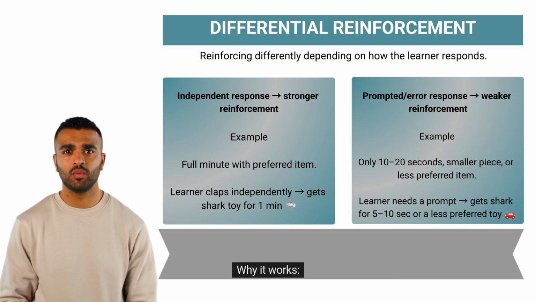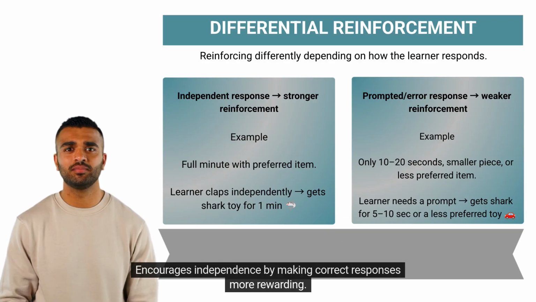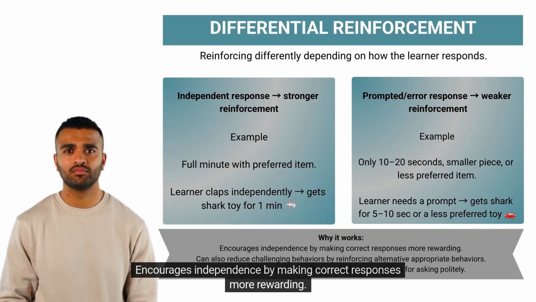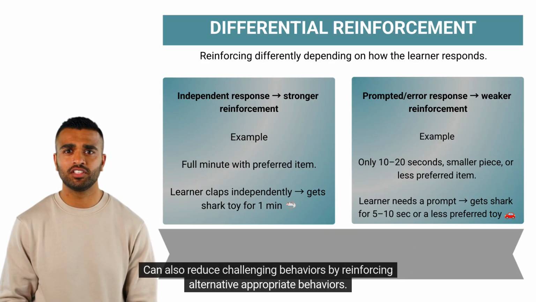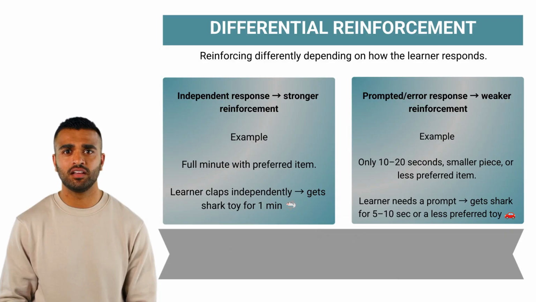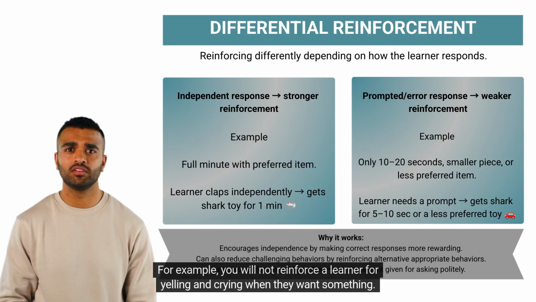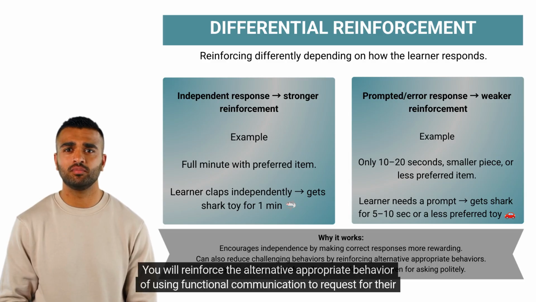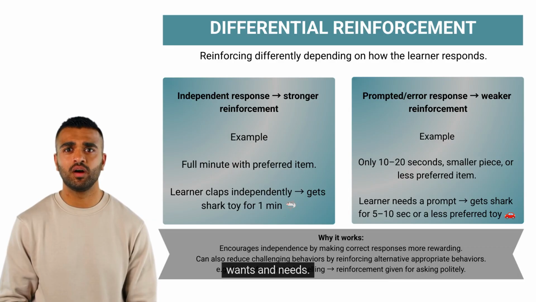Why does it work? It encourages independence by making correct responses more rewarding. It can also reduce challenging behaviors by reinforcing alternative appropriate behaviors. For example, you will not reinforce a learner for yelling and crying when they want something. You will reinforce the alternative appropriate behavior of using functional communication to request their wants and needs.